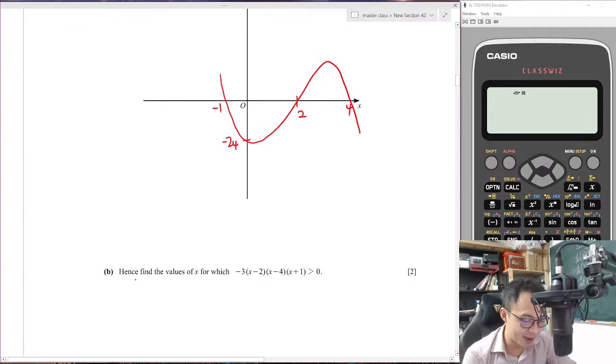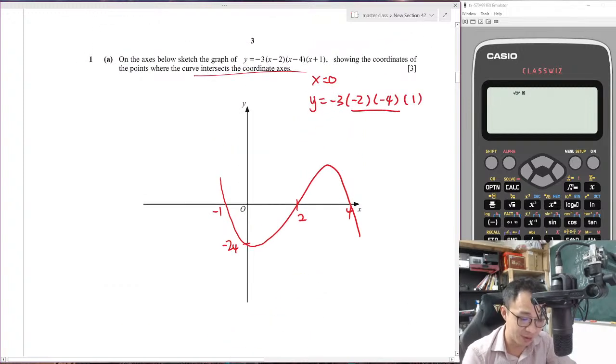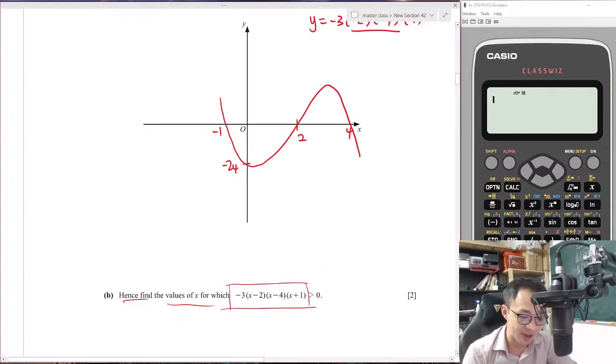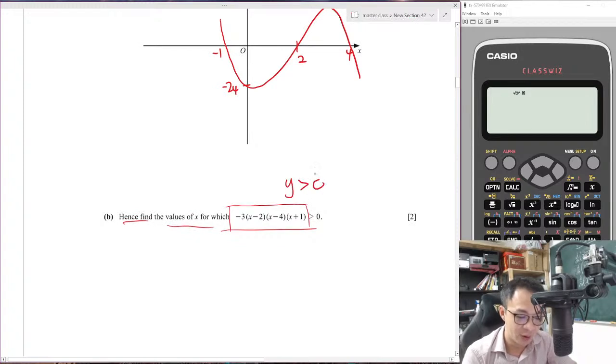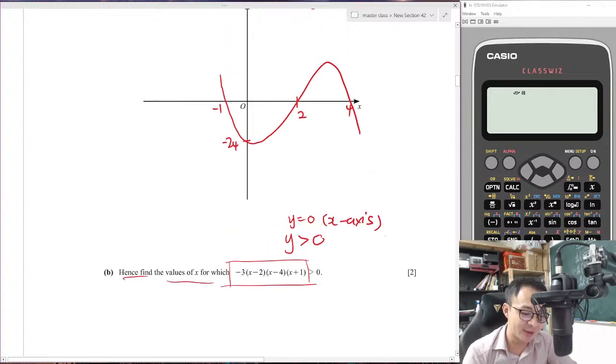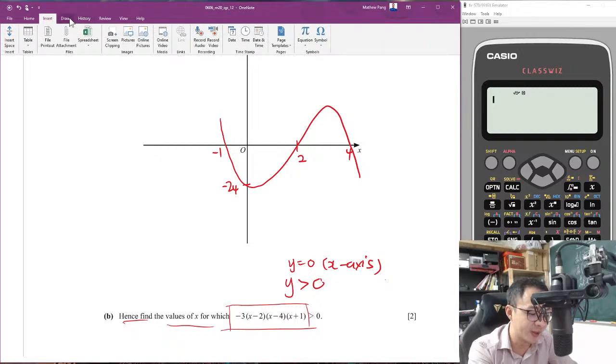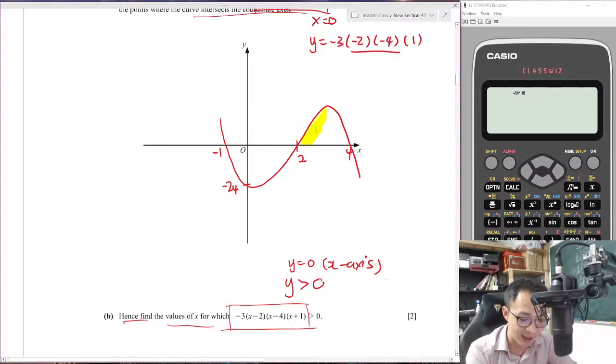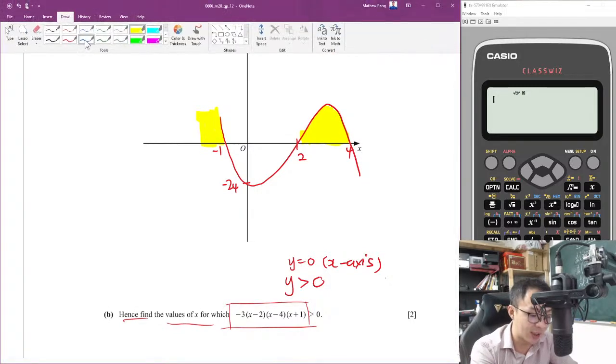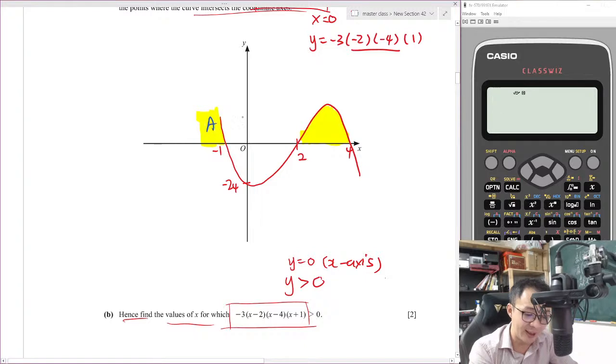Alright, then for part B, they say hence find the value of x for this. It is your equation y from just now, isn't it? If you scroll down, you realize it's the same equation here. So that means this one is y bigger than 0. Okay, y equals to 0 is the x-axis, isn't it? So therefore, when y is bigger than 0, that means I want to find the area above the x-axis. So you can see above the x-axis I have here. This is above the x-axis, and here also is above the x-axis, isn't it? So basically, I need to know how to label them when they are above the x-axis. So for right now, I have two parts. I have part A and part B.